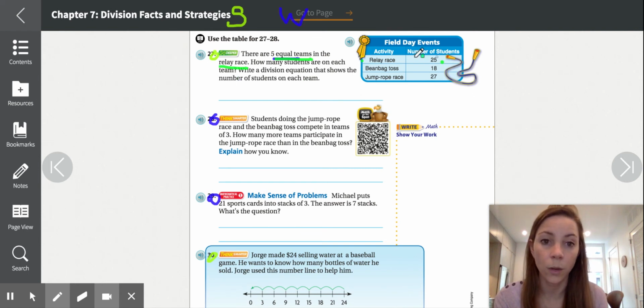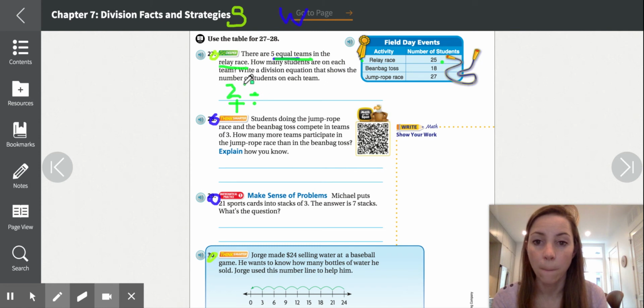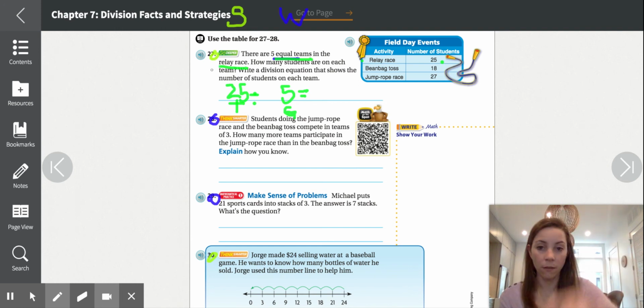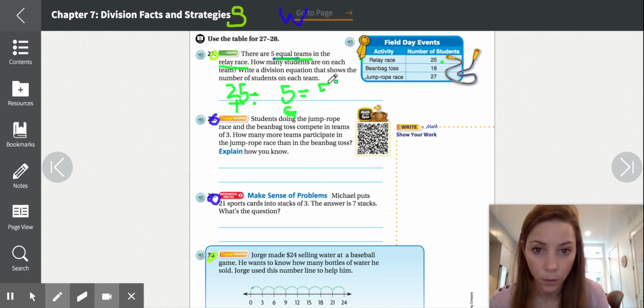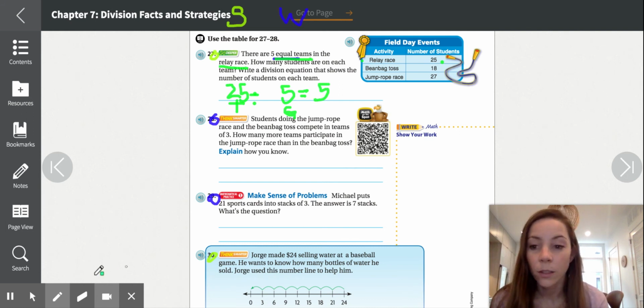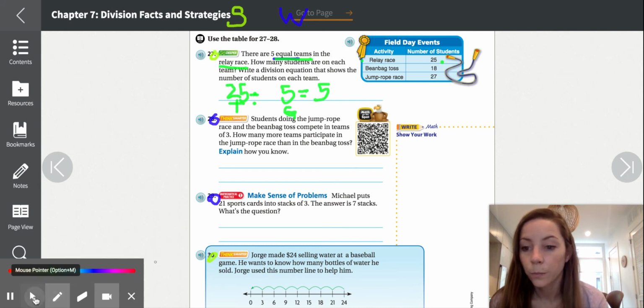So we said 25 was the total, and in division, I always start with the total. So I'm going to start with 25. I'm going to divide it by 5 groups. And let's use one of our strategies we've been doing. 5, 10, 15, 20, 25. 5 in each. You got 25 divided by 5 equals 5. Very good.